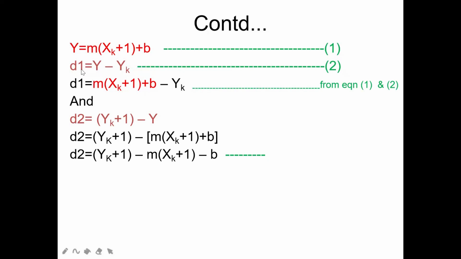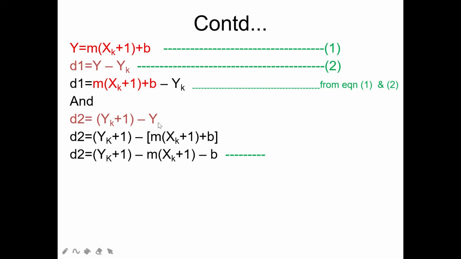What is my second equation? Already I have found the difference. The d1 difference value was y minus yk. So from equation 1, I'll replace the value of y here. So d1 will be equal to, replacing the value of y, m(xk+1) plus b, minus whatever this yk was there, let it be here. Now d2 value I also got. What is that value? yk plus 1 minus y.